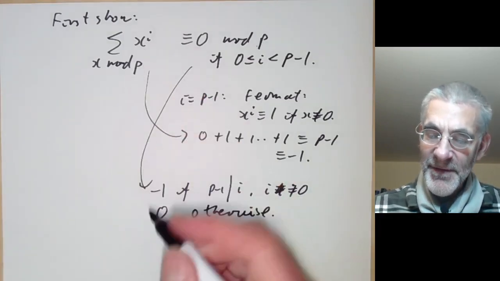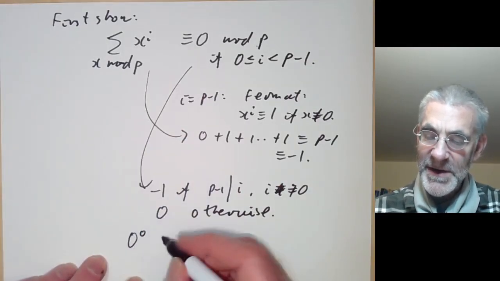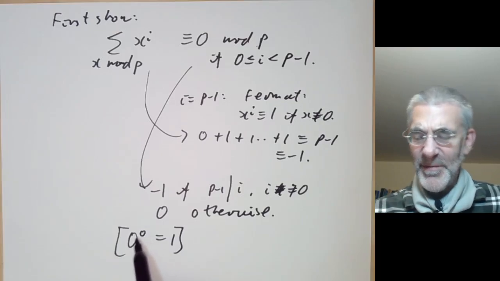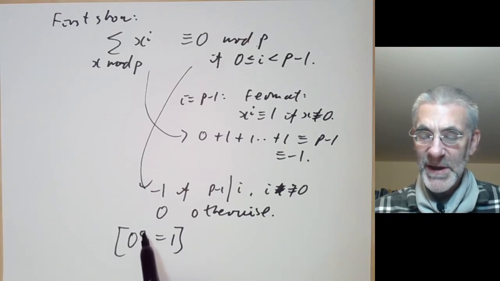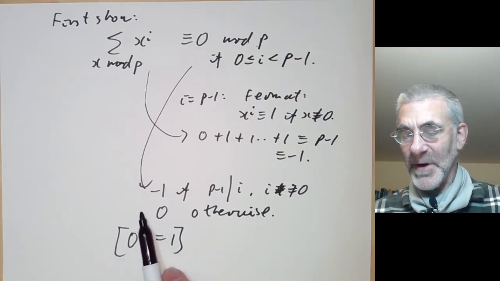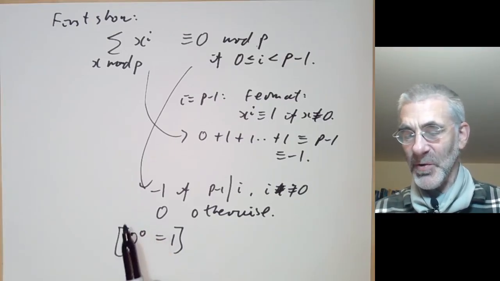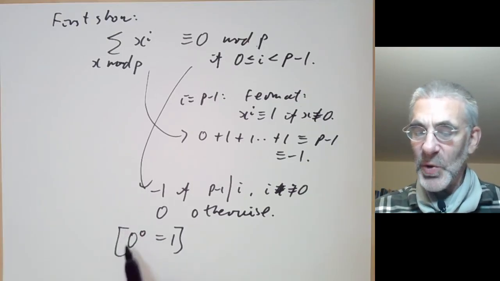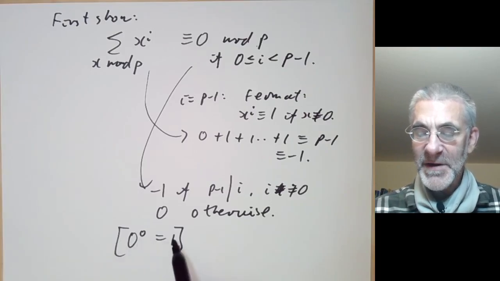And by the way, the convention here is that 0 to the 0 is equal to 1. People sometimes argue a bit about what 0 to 0 ought to be. You could say it ought to be 0 because 0 to the anything is equal to 0, and it ought to be 1 because anything to 0 is equal to 1.